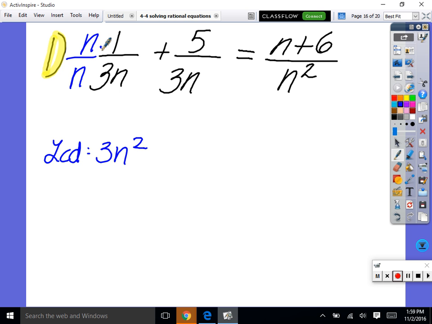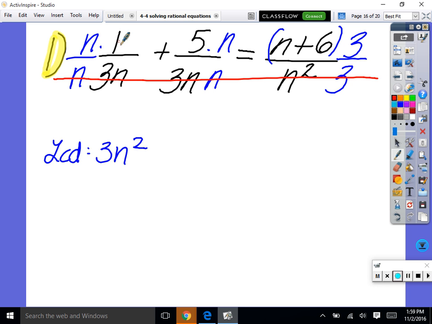And what about this piece? N over n to make it n squared. And then what about this one? 3 over 3. Okay, 2 terms means you need parentheses. So let's now look at our denominators. Aren't they all 3n squared? So now we can just focus on the top.